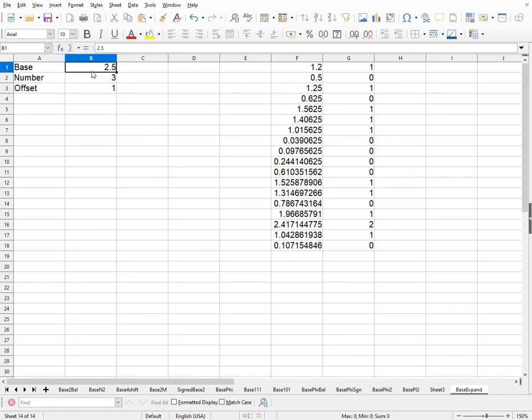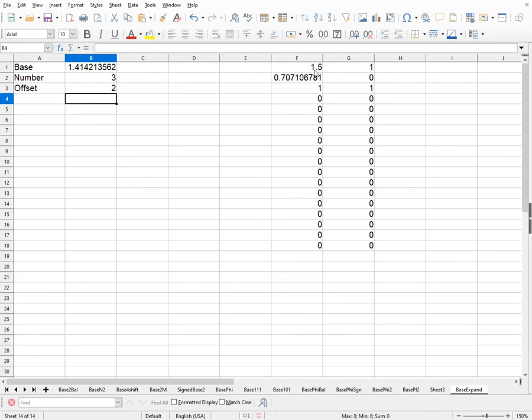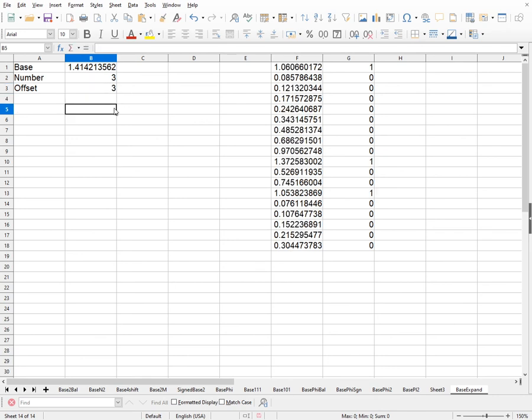Let's try 3 base square root of 2. So I'll put square root of 2 in for my base. I need to increase my offset because this number is still bigger than my base. I'll increase it to 2. And it's still bigger than square root of 2, so I need to increase it again. So now it's in the right range, and I get this.